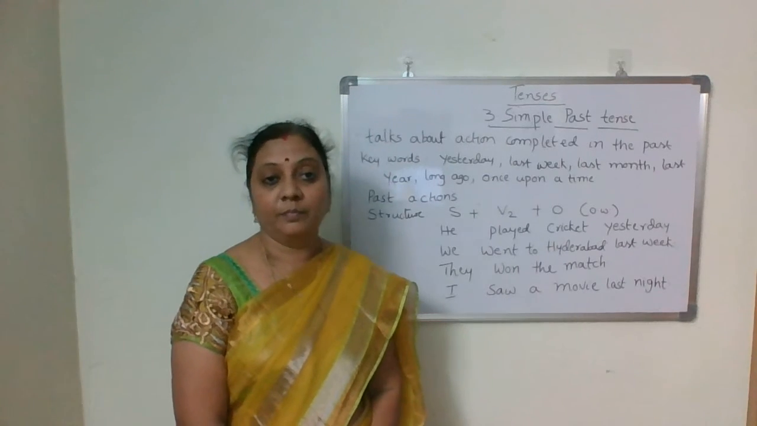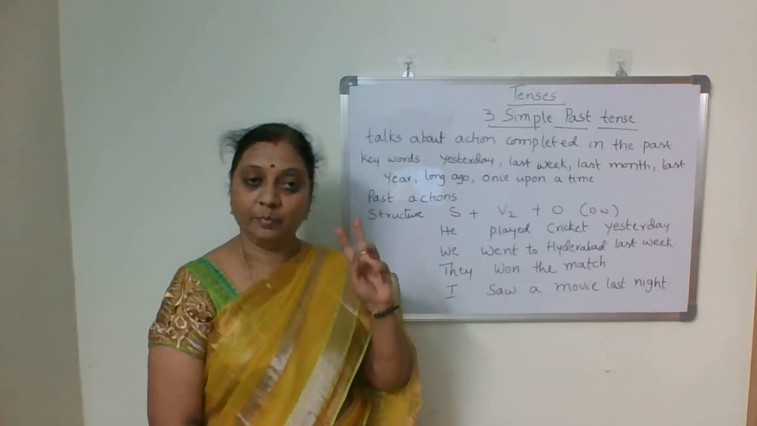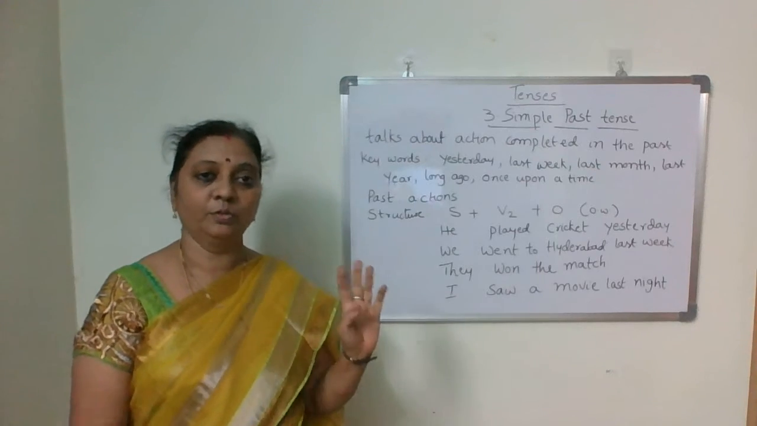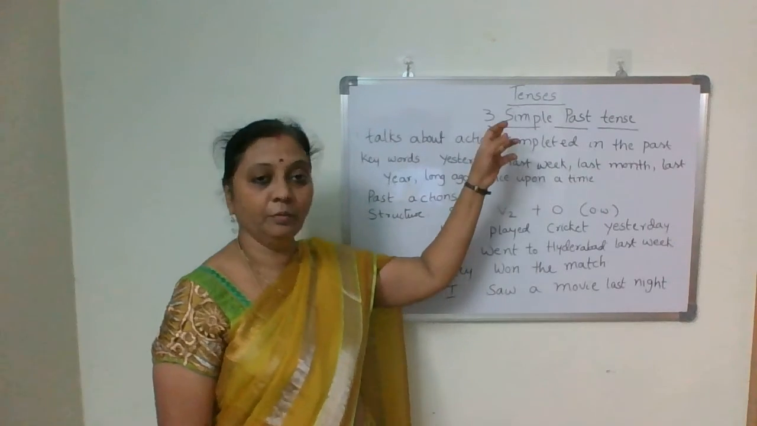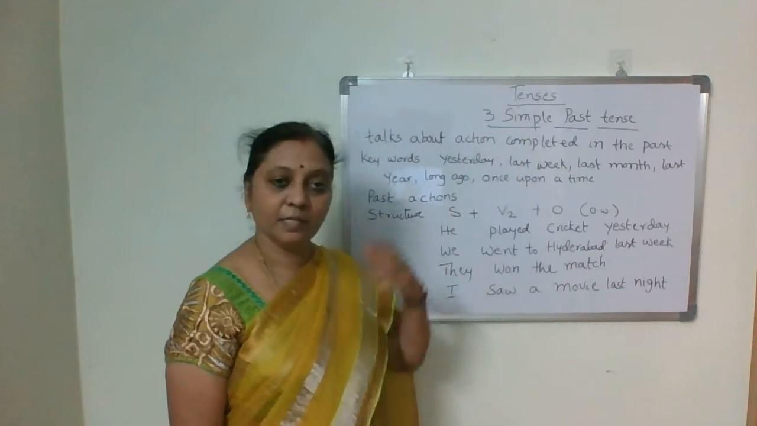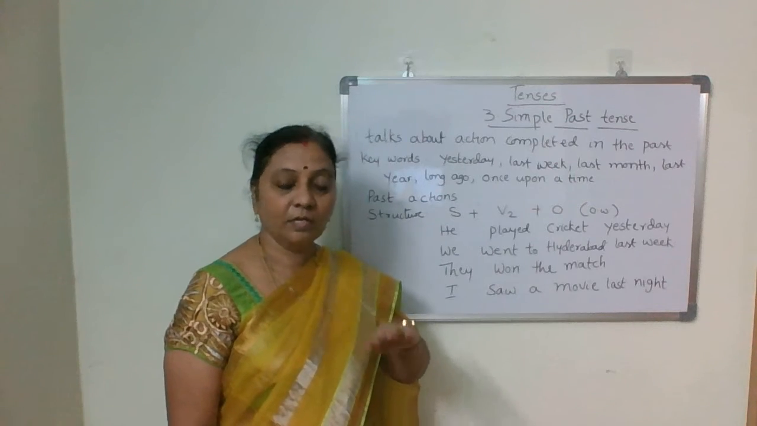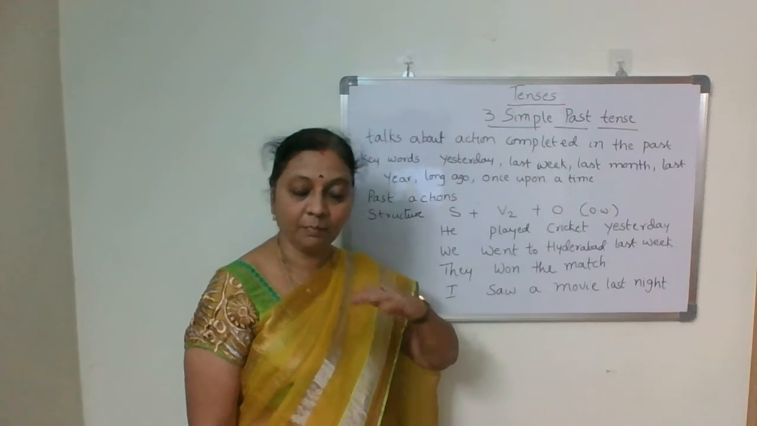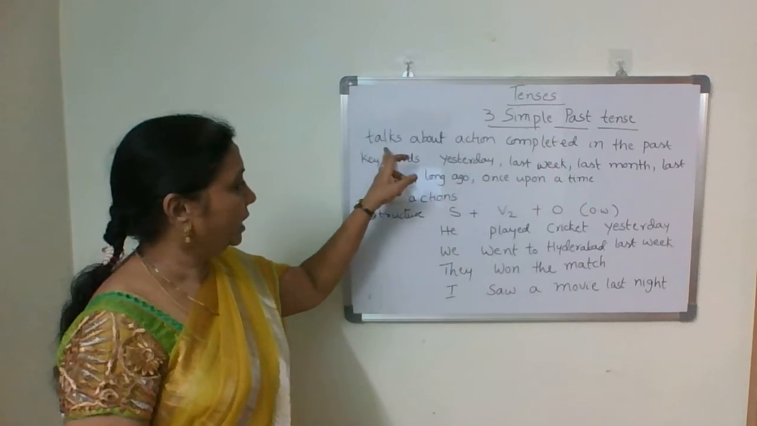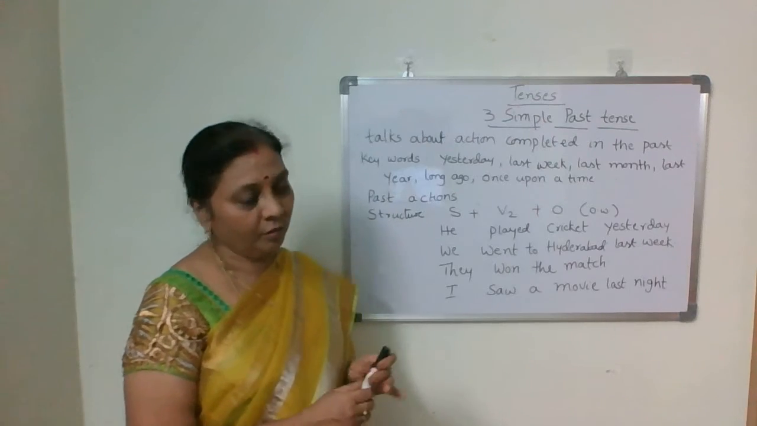I started tenses, like completed two: present, simple present and present continuous tense. Those two I completed. And today we do simple past tense. Okay. Past tense talks about past actions, meaning completed actions, actions which were completed in the past time.